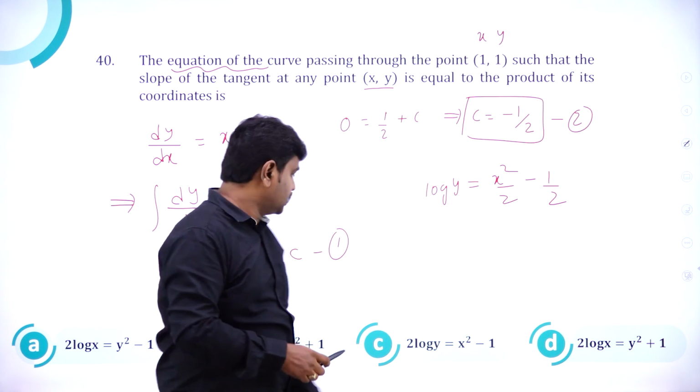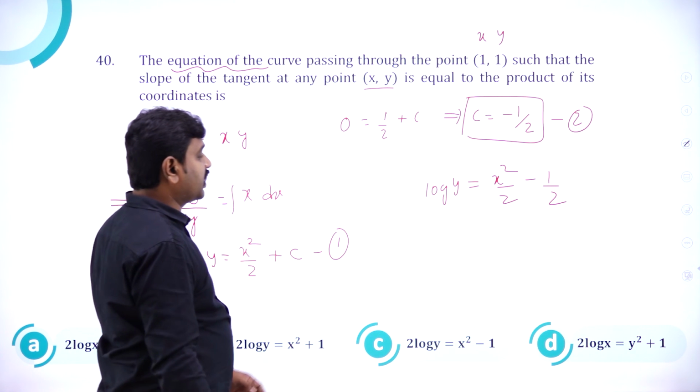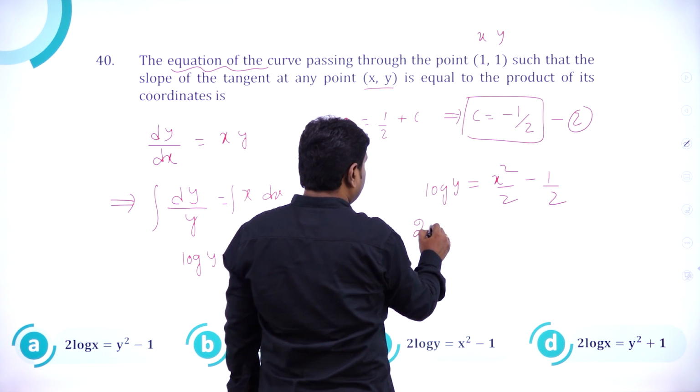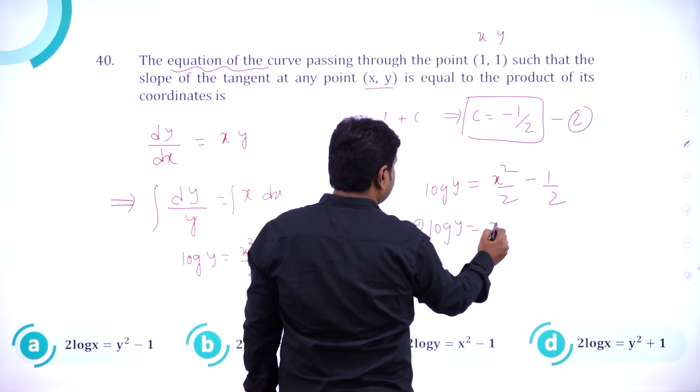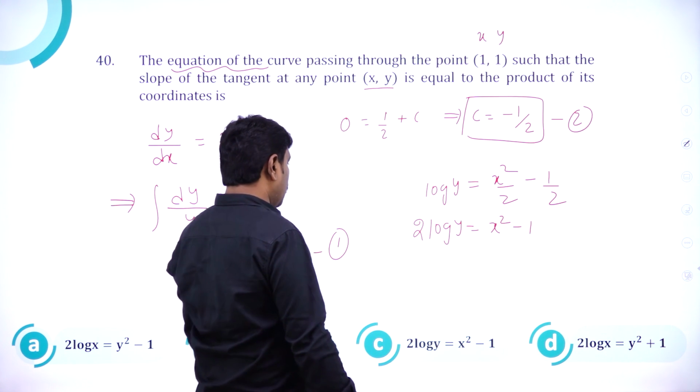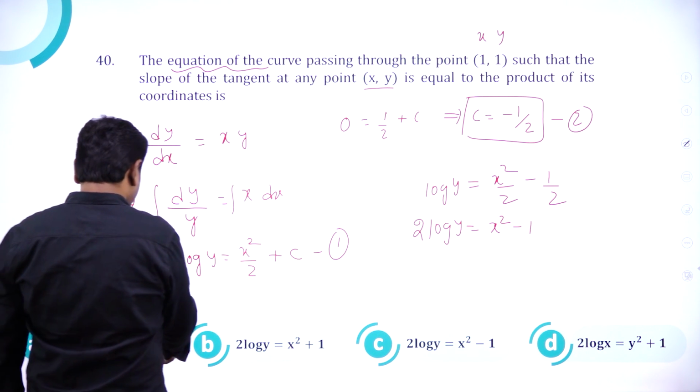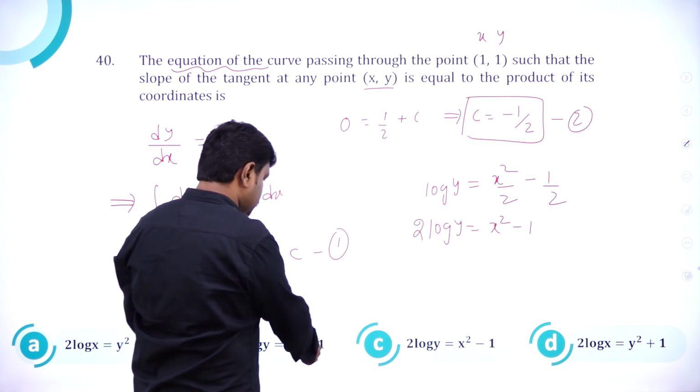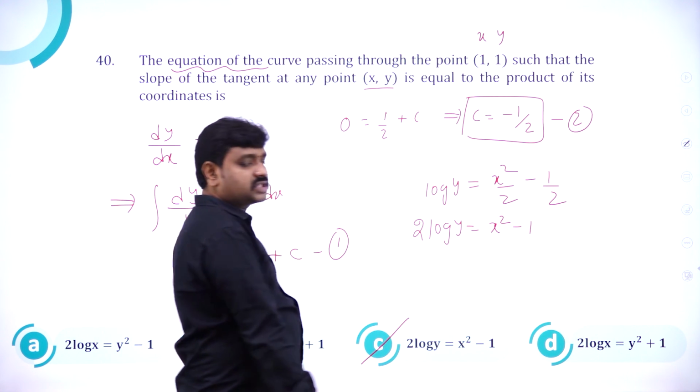Verify your answers. When you verify the answers, there are no fractions, so multiply by 2. 2 log y, or take LCM, whatever, is equal to x square minus 1. So 2 log y is equal to x square minus 1. This option is ruled out, and this one is ruled out too. Okay, we have option C which suits.